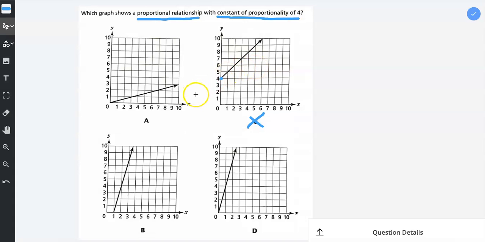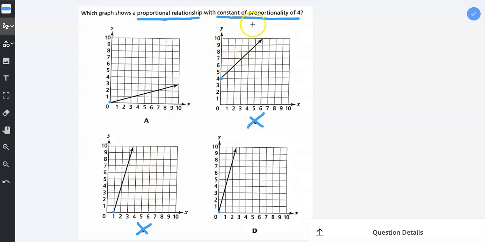All right, so now I look at A, that's proportional. It's a straight line and it goes through 0, 0, so it could be A. I look at B, it is a straight line, but it does not contain 0, 0, so this is not proportional, so it could not be B. When I look at D, I see that it contains 0, 0, and it is a straight line. So it's either going to be A or it's going to be D. It can't be C or B.